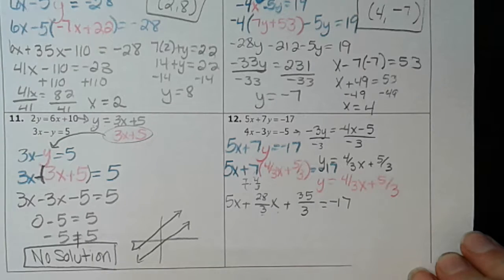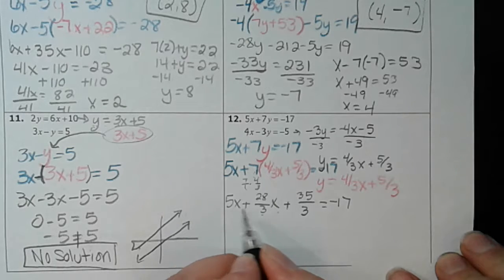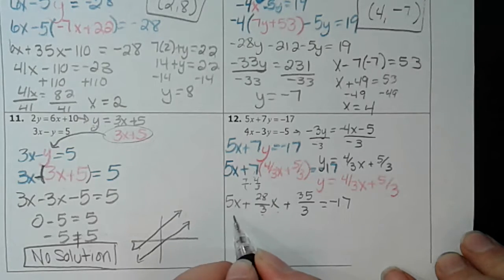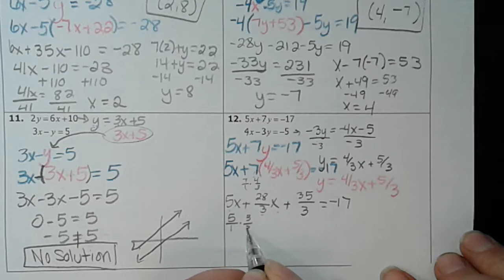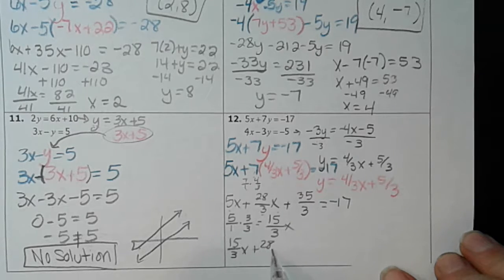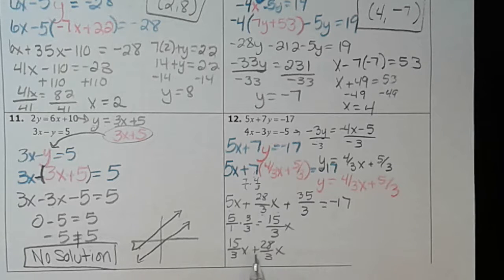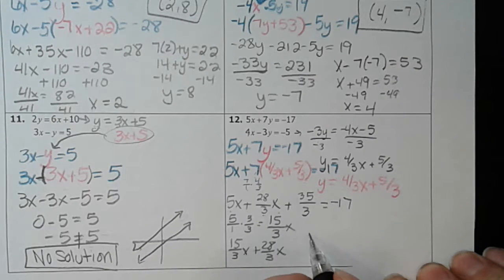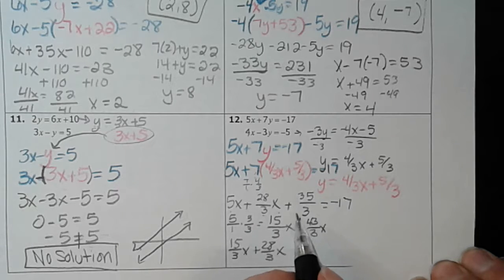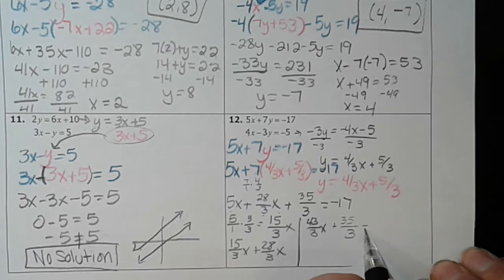Whew, all right. Well, let's combine like terms here. Well, 5x and 28/3 x can't combine because they don't have common denominators, right? This is 5 wholes. Well, what if we cut each one of these into 3 pieces, right? Then we have 5 over 1 times 3 over 3. We just cut each of these pizzas into 3 pieces. So 5 times 3 is 15. 3 times 1 is 3. So now we have 15 thirds x. So we can add them together now. 15 thirds x plus 28 thirds x. Since they're the same size pieces, we just add the top numbers together, and we end up with 43 thirds x. Now we still have plus 35 thirds equals negative 17.